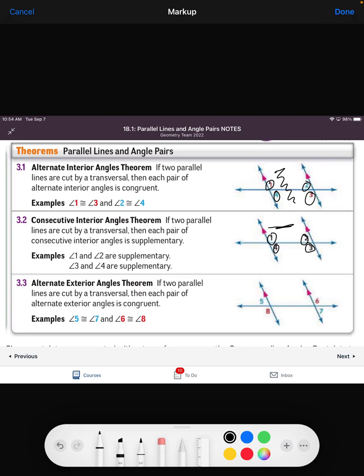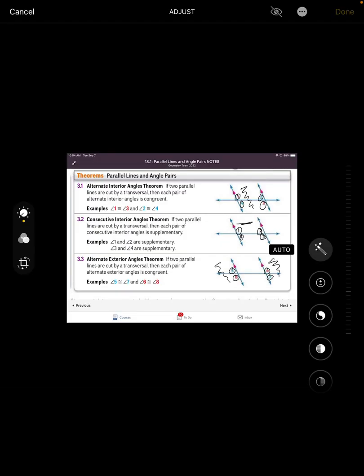The last theorem we'll look at is the alternate exterior angles theorem. Exterior angles are going to be on the outside of our parallel lines, which would be 5 and 7, and 6 and 8. And since they're the alternate exterior angles, they're the ones on the opposite side of the transversal. And those are going to be congruent, or equal to each other.